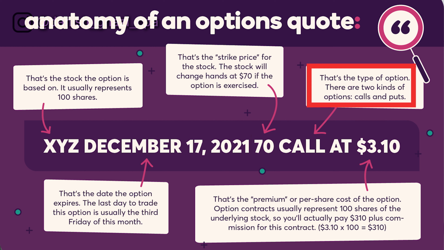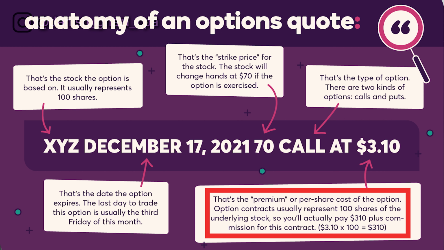In this case, we have a call option. Last, you have the premium or per share cost of the option. And this options contract usually represents 100 shares of the underlying stock. In this case, you'll pay $310 plus commissions for this contract, which breaks down into $3.10 times 100 shares.